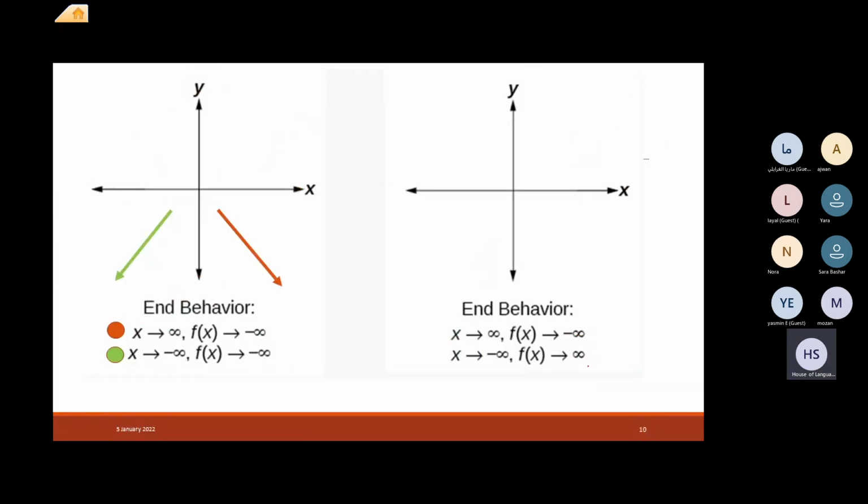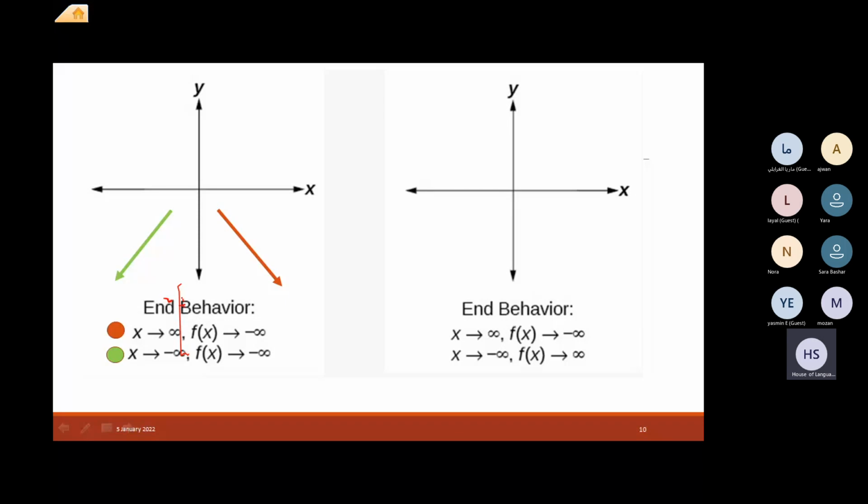Yes. Now here, this one. The red one. Where is it? Is it on the positive x or negative x? Positive x. So as x goes to positive infinity. And y? So it goes to infinity. Bravo. Now the green one. And for y and f of x? Infinity. Thank you.